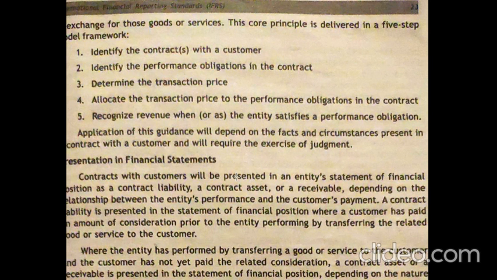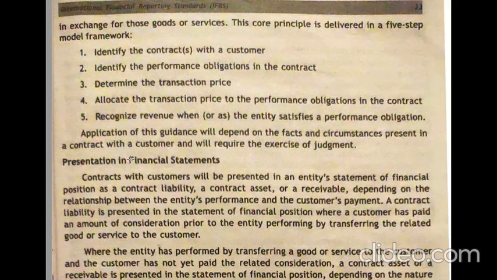Then you have the next topic here, presentation in financial statement. So how are you going to present it in your financial statement? Presentation in financial statement. Contract with customers will be presented in an entity statement of financial position as a contract liability, a contract asset, or receivable, depending on the relationship between the entity's performance and the customer's payment.